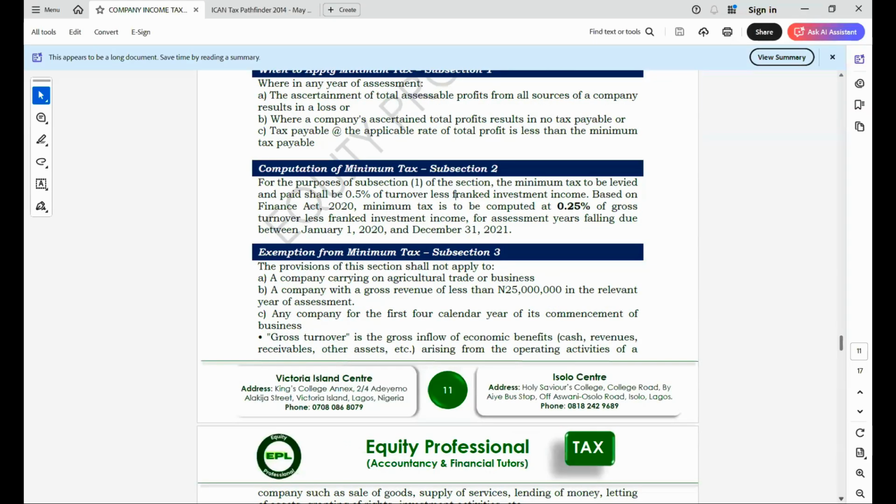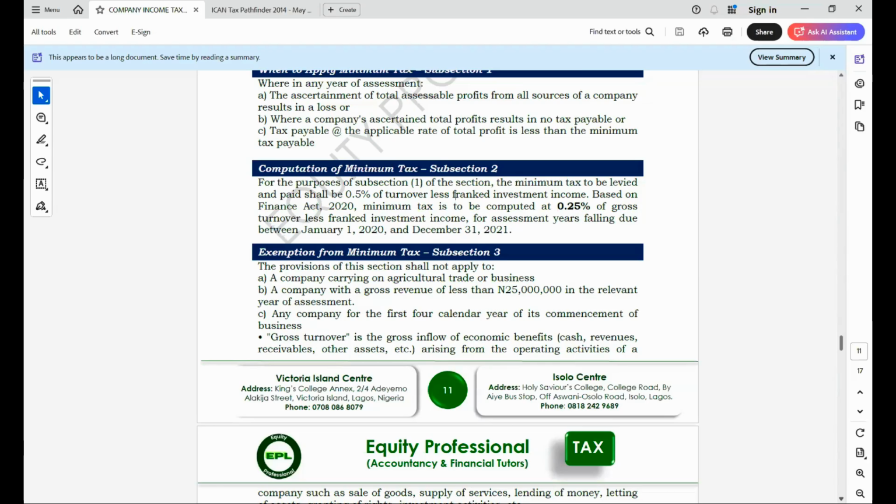So it is not all companies that are liable to the application of this minimum tax. There are certain companies that are exempted from minimum tax. One of them is a company that is engaged in agricultural trade or business, that is, an agro-allied company. So where they tell you that the company is an agricultural company or agro-allied company, and they don't have a total profit, that means in that year, that company is not going to pay any tax liability.